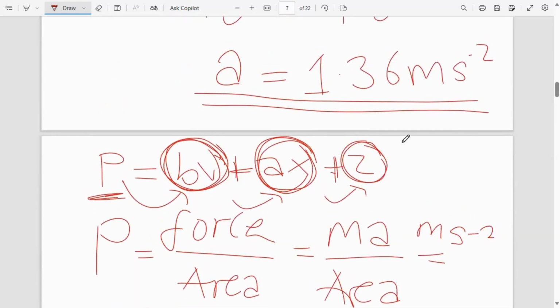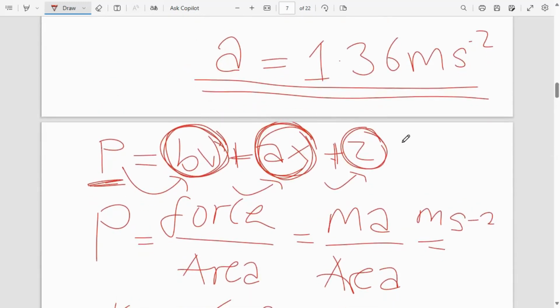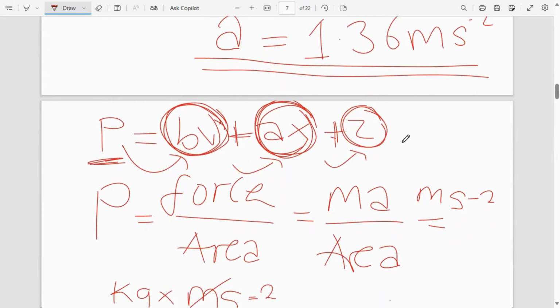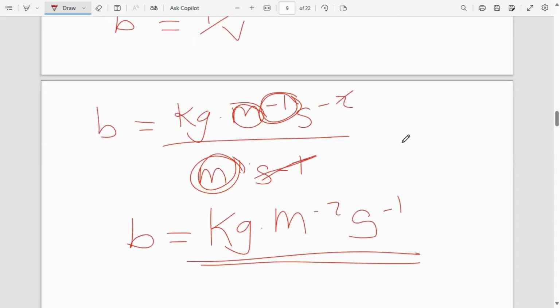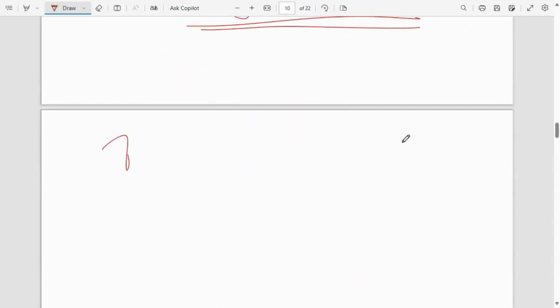Okay, then let's go back to the dimensions of AX. We're going to use the same approach. We're going to say P is equal to AX. And if P is equal to AX, we're dividing both sides by X, which is just distance, for us to get the dimensions of A. So A is also going to be equal to P over X, like that. So A will be equal to P over X.